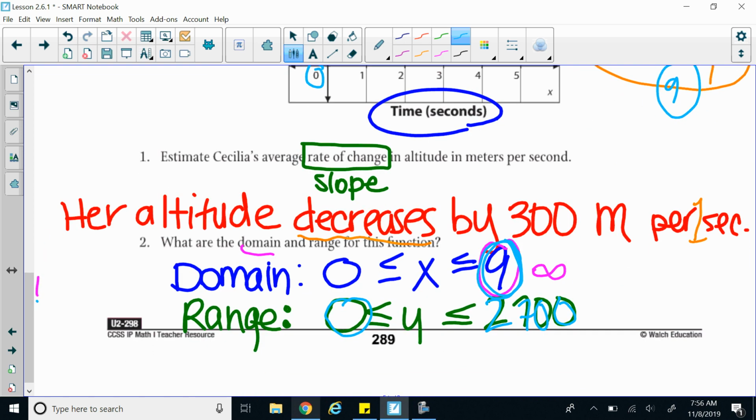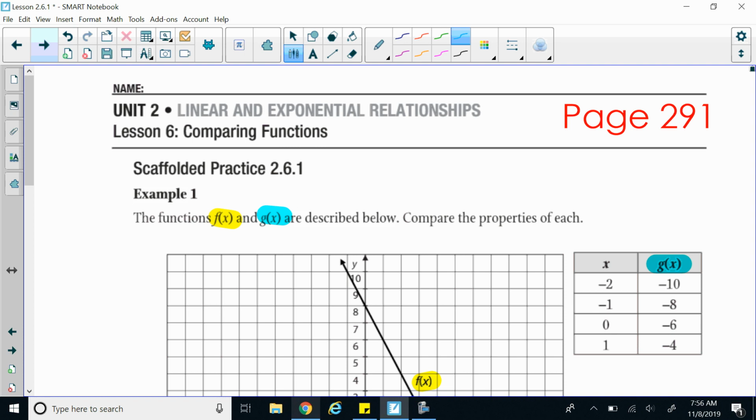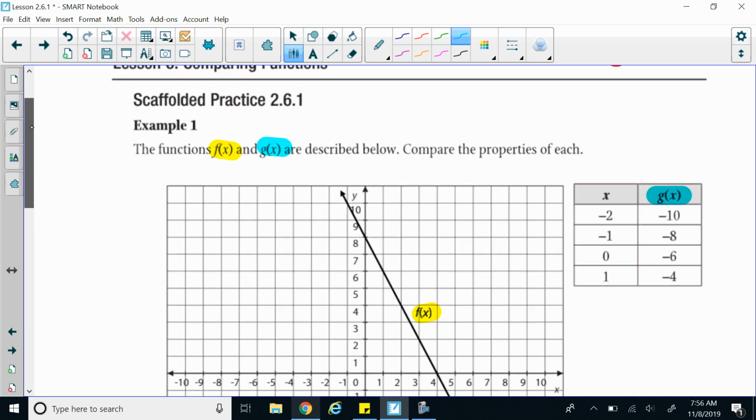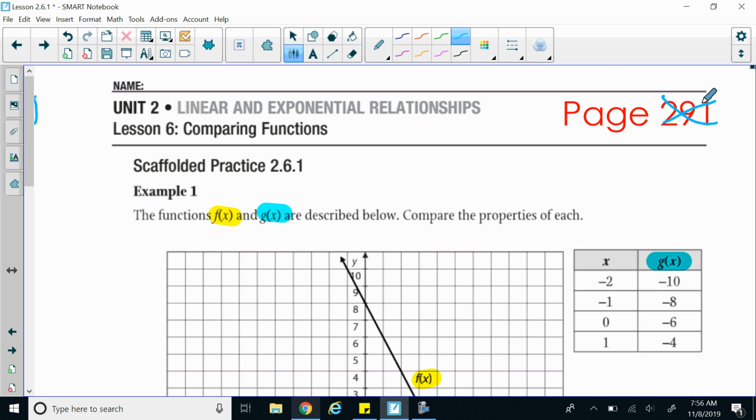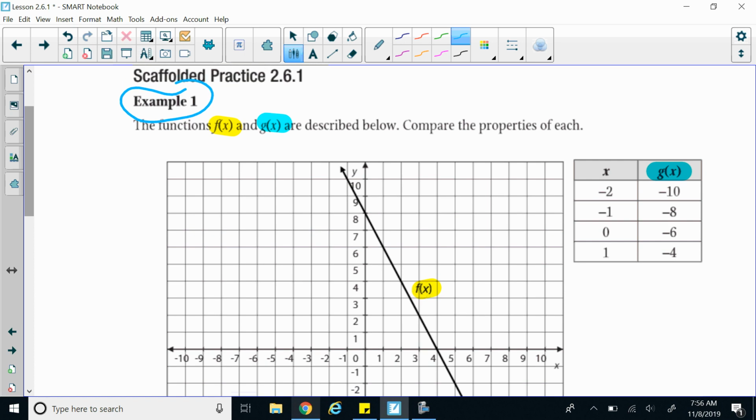All right, so what we're going to do is we're going to go through a couple examples, and today what we're going to be doing is we're going to be comparing functions, all right? We're going to compare different functions and different properties. So today, as you flip the page, if you were like, hey, where's page 291? These pages are not right. Just keep flipping the page, and we're going to do example 1, all right?